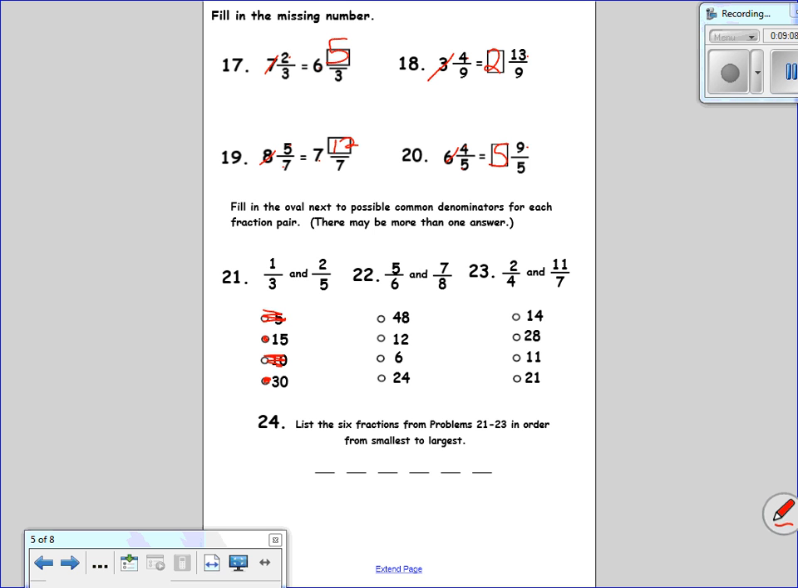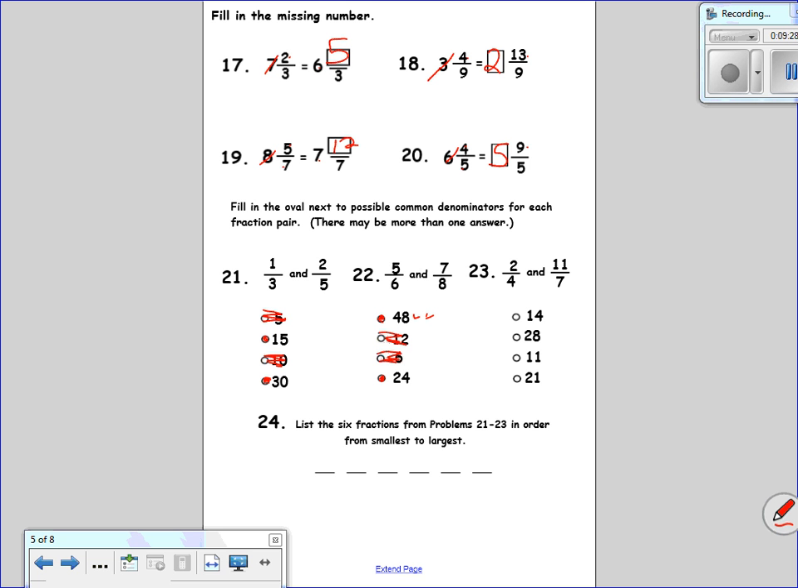6 and 8. Can 6 go into 48? It can. Can 8 go into 48? It can. So we'll mark it. Can 6 go into 12? It can. Can 8 go into 12? It can't. Can 6 go into 6? Yes. Can 8 go into 6? No. Can 6 go into 24? Yes. Can 8 go into 24? Yes. We're going to mark it.